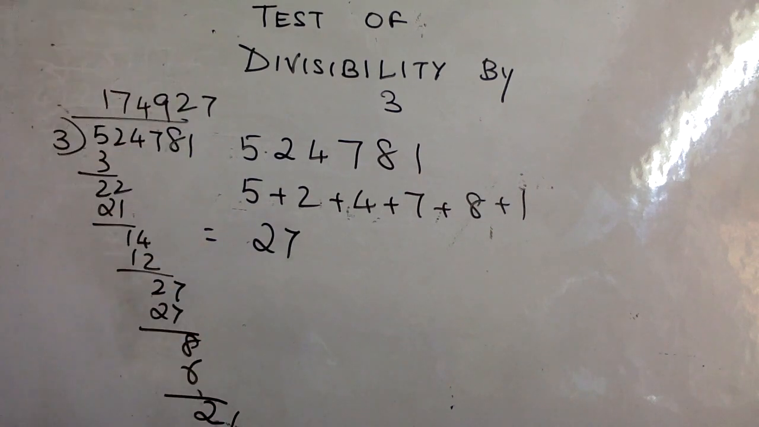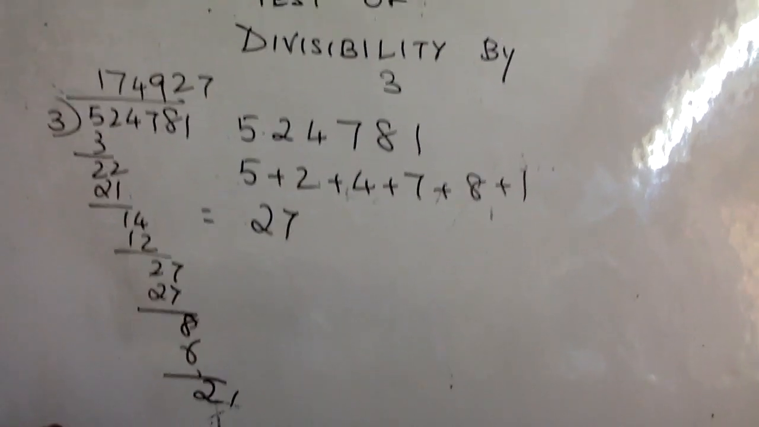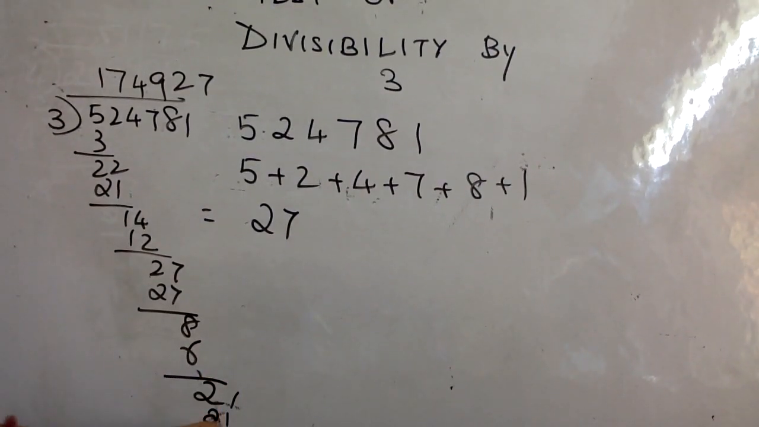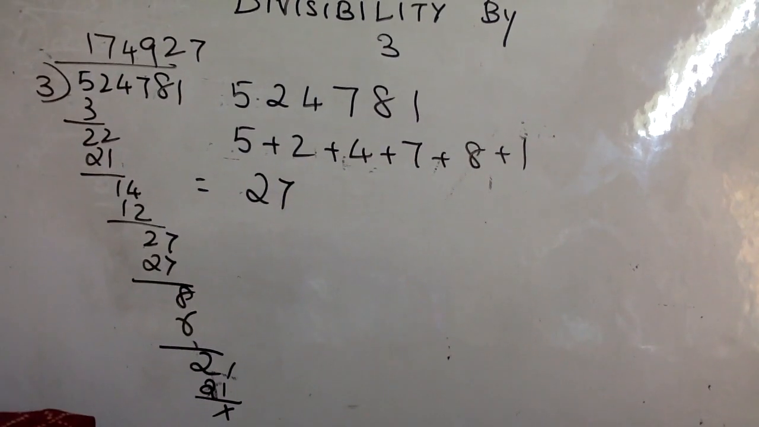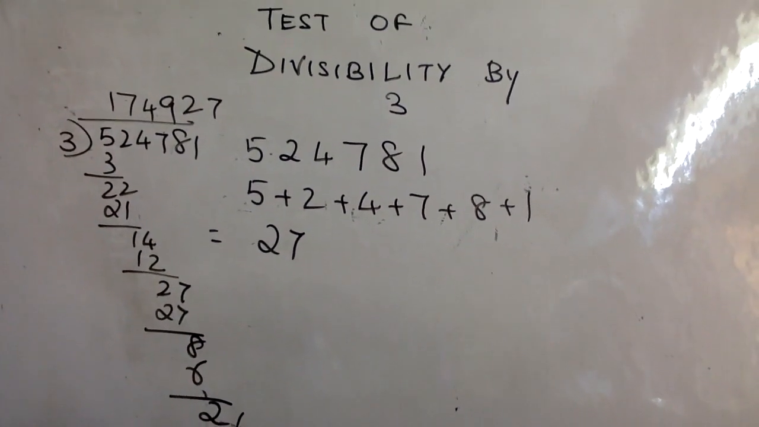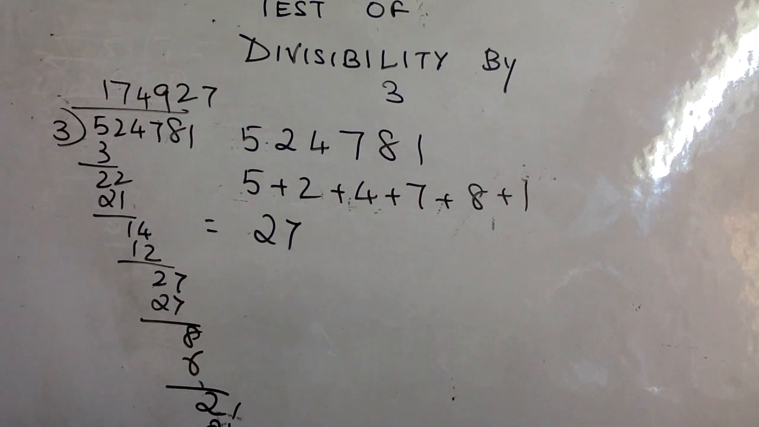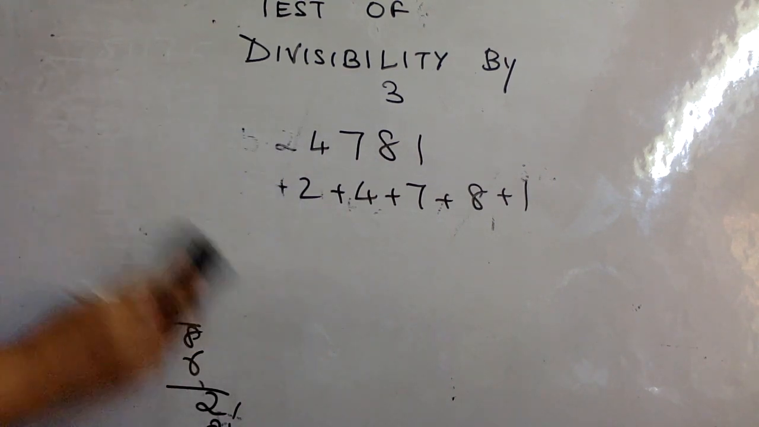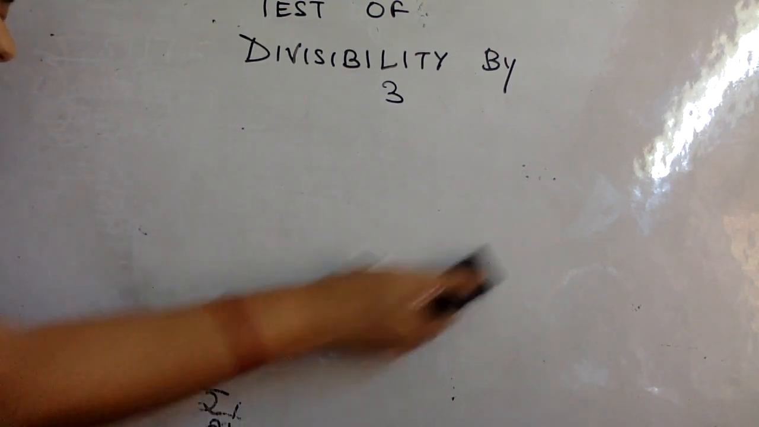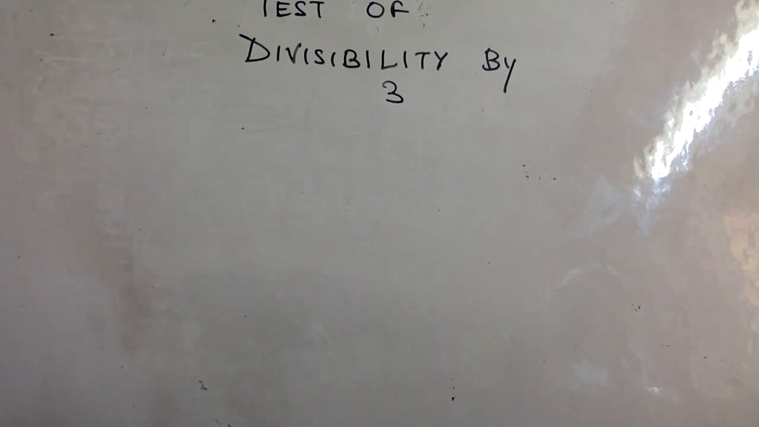and that gives us a 21. Okay, so that gives us a 21. Therefore, remainder is 0. As you can see, remainder is 0. So the number is divisible by 3. Okay. So if the remainder comes to a 0, that means the number is divisible.